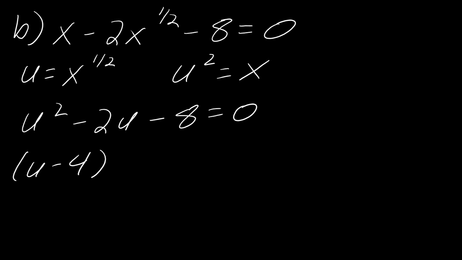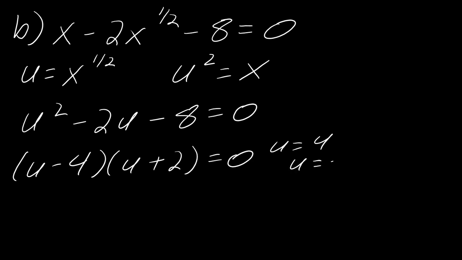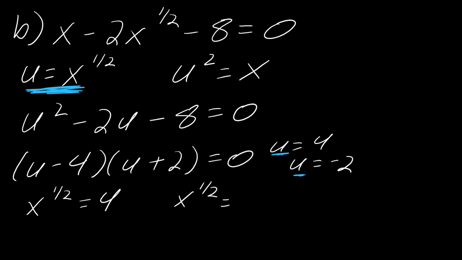So this will factor as u minus 4 and u plus 2. So I have that u equals 4 and u equals -2. Okay, so now where my u's are, I'm only replacing the u's, right? I don't need the u squared. So now instead of having u equals 4, this will become x to the 1/2 equals 4. And then x to the 1/2 equals -2.